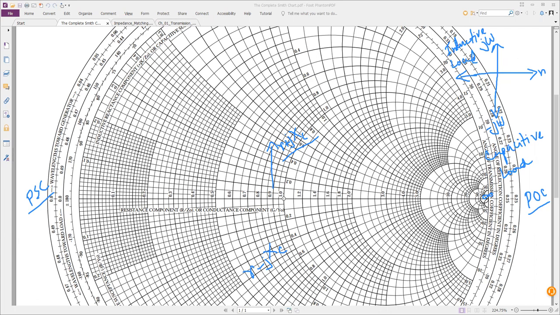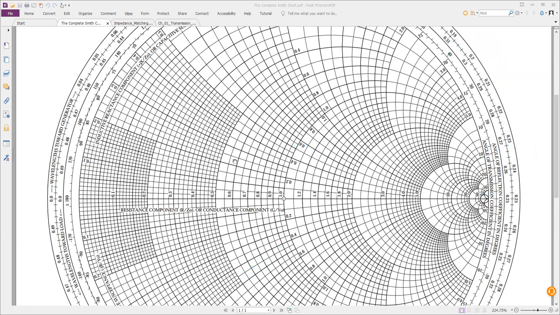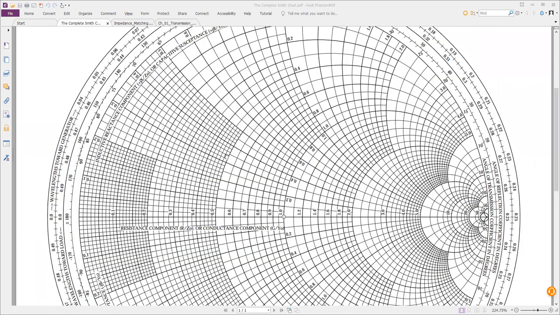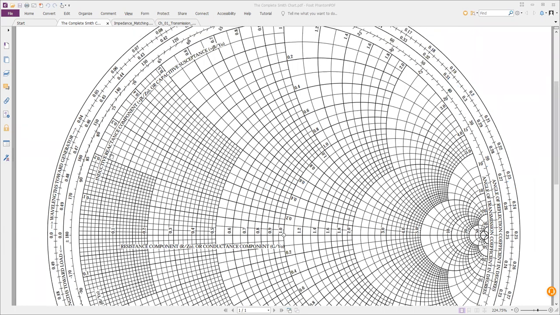And then we have to look at here. Few more things you need to consider. See here, the inductive reactance component or capacitive susceptance. So, inductive reactance or the capacitive susceptance.